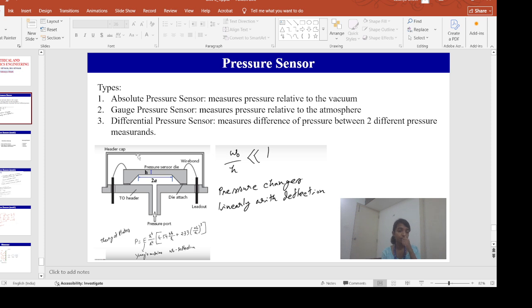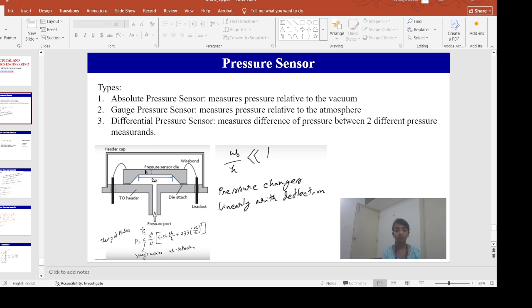Okay. So if you see the pressure sensor arrangement, here we have a membrane, or we call it a diaphragm or cantilever. Okay. So this is a flexible material made up of either metal or plastic. From now on I am addressing it either membrane or cantilever. So the top of this membrane, let's say it is at vacuum, and from this pressure port the pressure is coming.